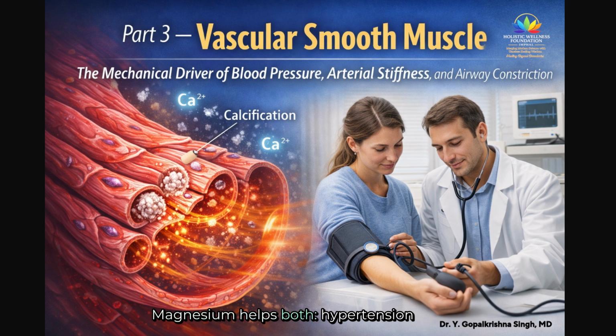Magnesium helps both hypertension and asthma. Role of vitamin D, K2, and magnesium in preventing vascular calcification. Vascular smooth muscle calcification contributes to arterial stiffness and hypertension. Balanced calcium metabolism is important to prevent this.